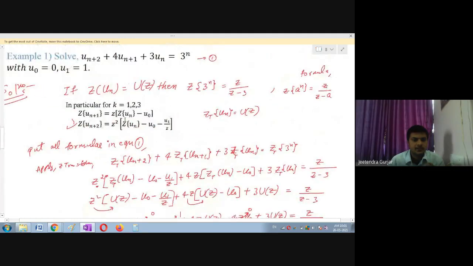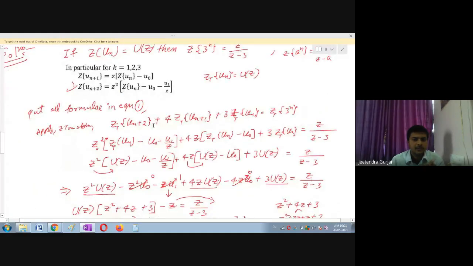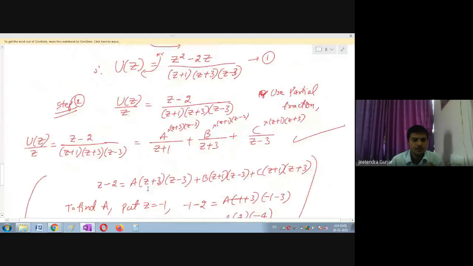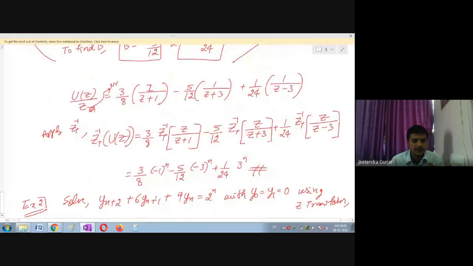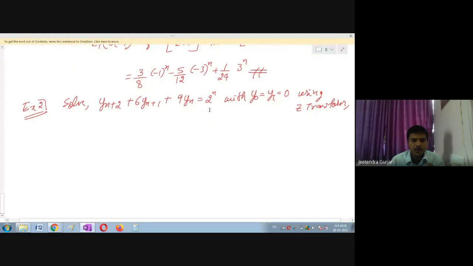See, in the previous example, you had taken un plus 1, un plus 2, un. Then you took u of z upon z outside. In the same way here they have given yn plus 2, yn plus 1 and yn. So please change the formula like this. Looking at the variables, students, please remember you have to use the same formula in a different way, but represent it in a different way. How will you represent it? Yes, I will show you that.